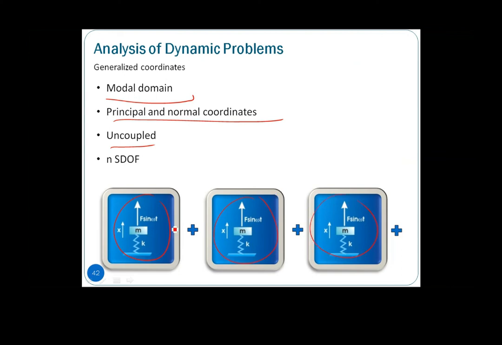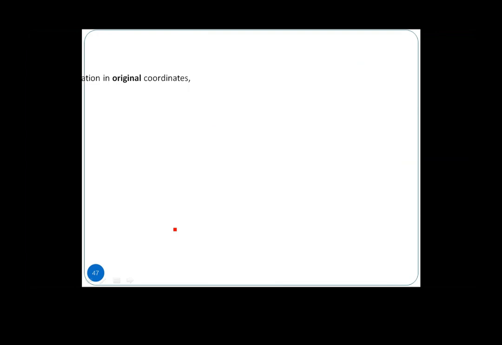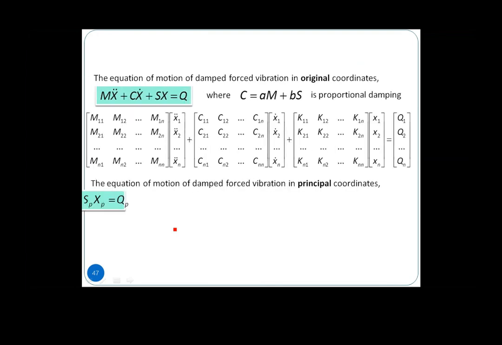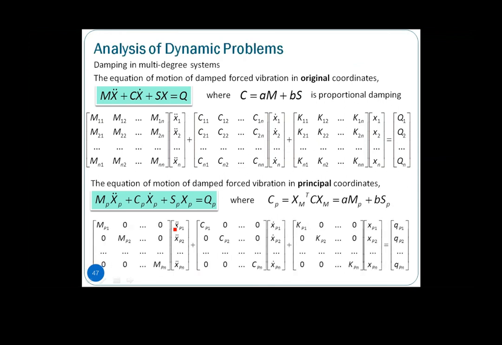Okay, so basically it's n single degree of freedom. Why I say so: if you look into the theory itself, in multiple degree of freedom, that is how you see the equation of motion, right? A full equation of motion, this one. So that is in original coordinates. To solve it, you have to solve simultaneously to get your x1, x2 until xn.